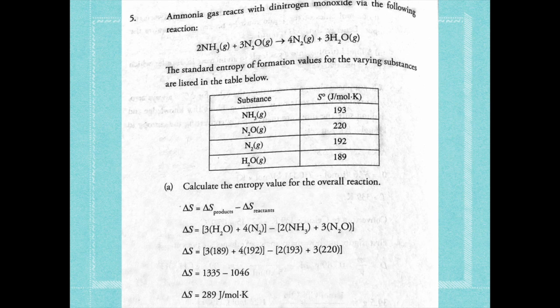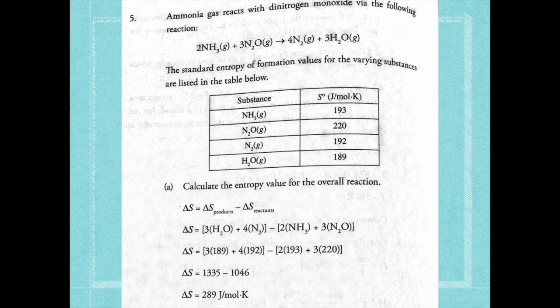We're now on number 5. Ammonia gas reacts with dinitrogen monoxide via the following reaction. Okay, so it gives you the entropy values. It says calculate the entropy value for the overall reaction. So again, just like with entropy, enthalpy, Gibbs free energy, you need to do products minus reactants. So you'll do 3 times the entropy for water, plus 4 times the entropy for nitrogen, minus 2 times the entropy for NH3, plus 3 times the entropy for N2O. You'll solve this. Remember, it's going to be in joules.